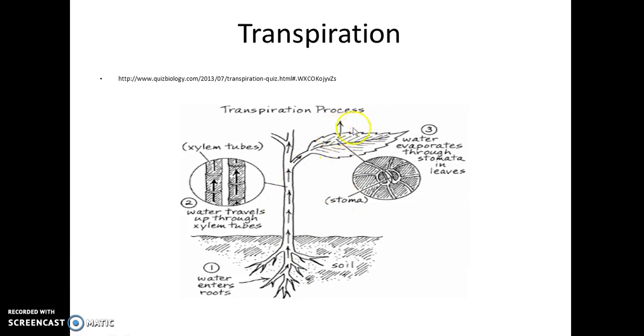Now, every leaf has all the xylem going to it. So every leaf has xylem and phloem coming and going from it. So every time you see a big leafy tree, all those leaves have all the xylem, and all that xylem is in the stem, and all that xylem goes to the roots.